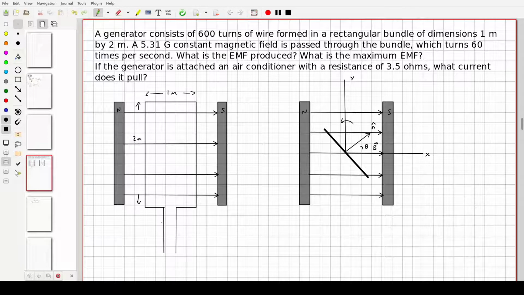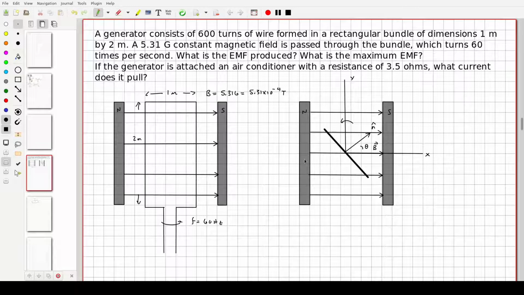Now, it's being rotated in this magnetic field right here, with a frequency of 60 hertz, 60 times a second. Now, the magnetic field itself is constant, and it points, obviously, from north to south. 5.31 Gauss, which we know is 5.31 times 10 to the minus 4th Tesla.